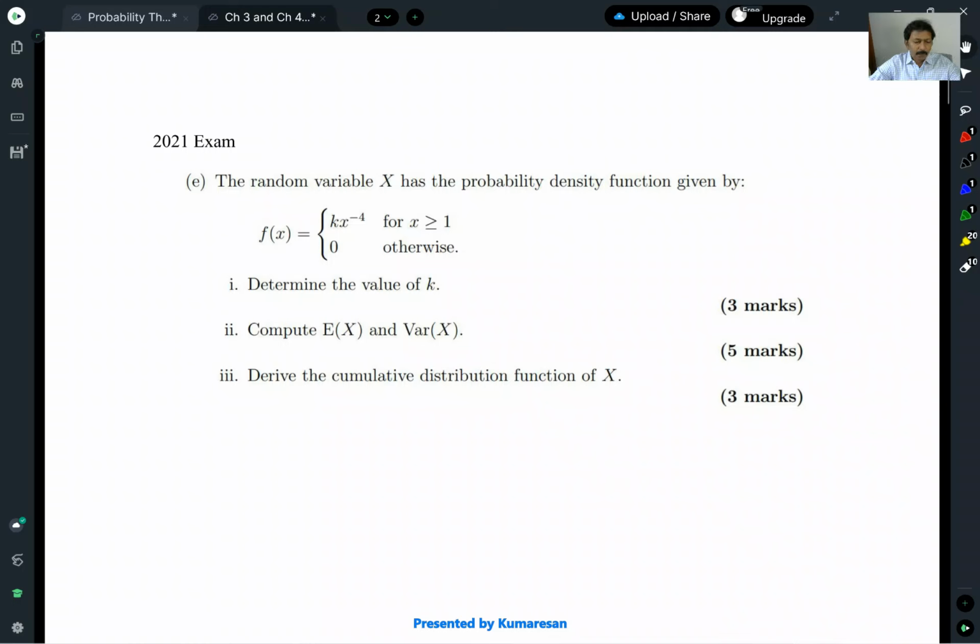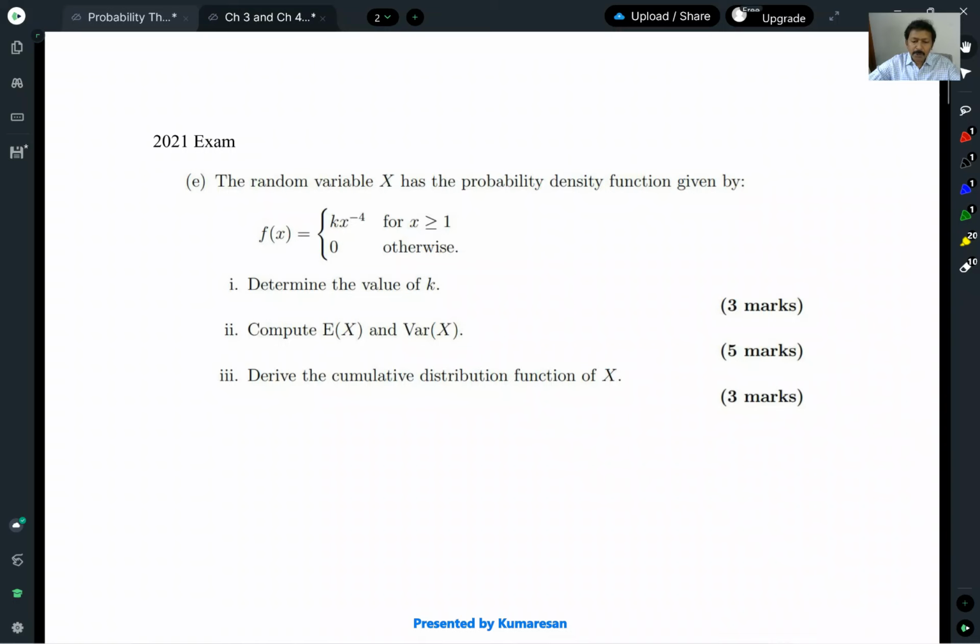This is a question on continuous random variables probability distribution that was asked in the 2021 exam. The random variable x has probability density function which is given by k x to the power of -4 for x greater than or equal to 1.